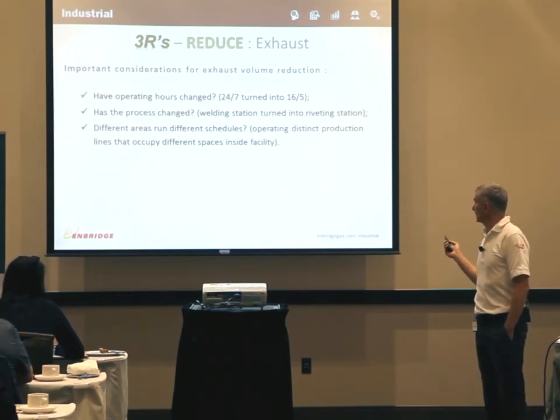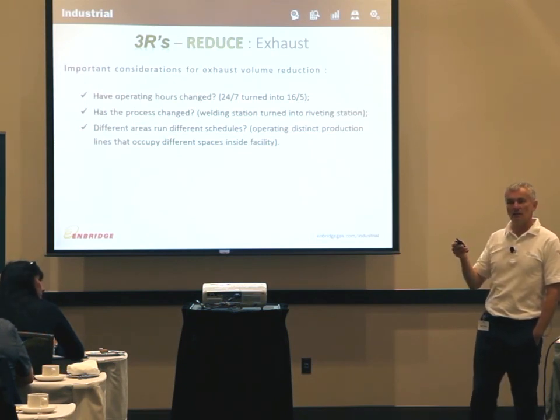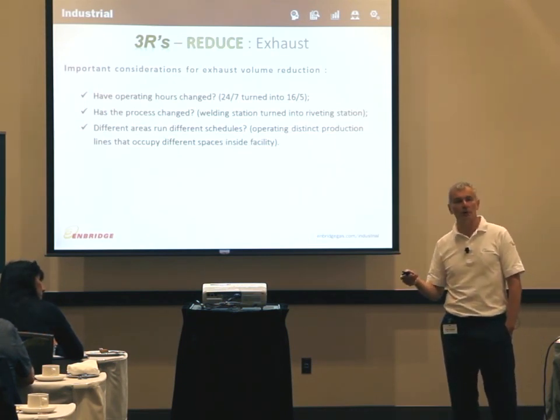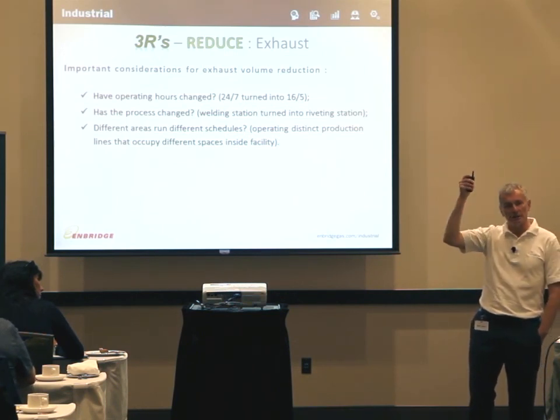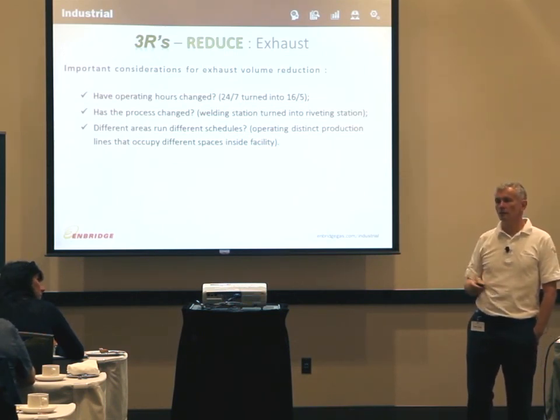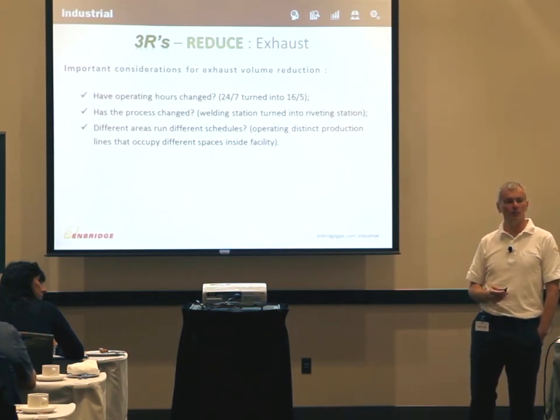Different areas run different schedules. For example, if you have distinct areas that have distinct lines that don't run the same production times, hook up the exhaust that's directly above it to the production equipment. So if the production equipment doesn't run, your exhaust doesn't run. Again, it will save you money. It doesn't require any more thinking. As soon as they turn off the equipment for the production, the exhaust will go off.